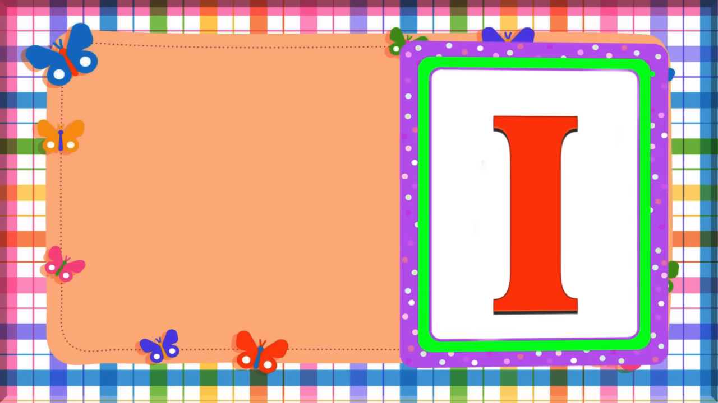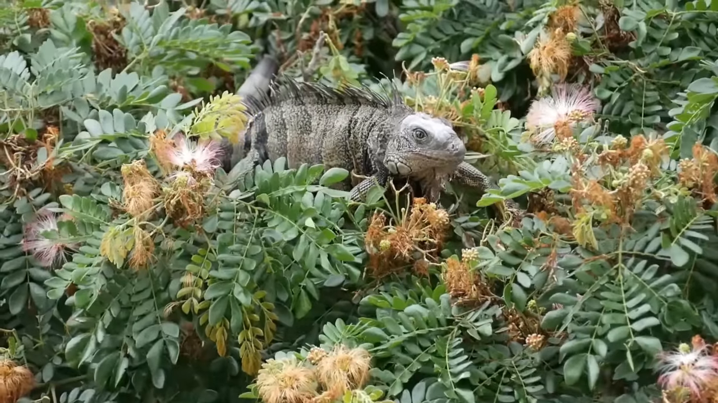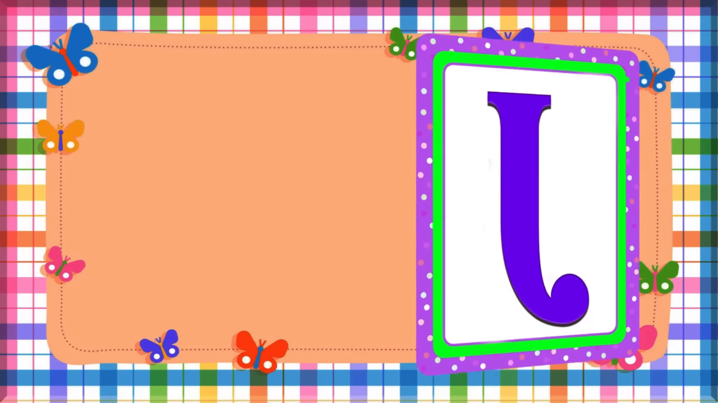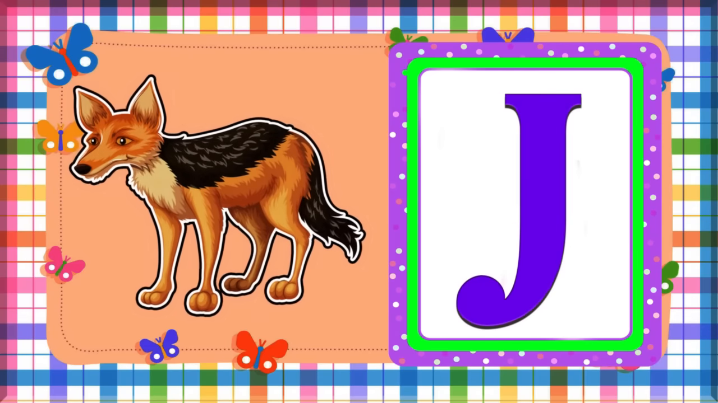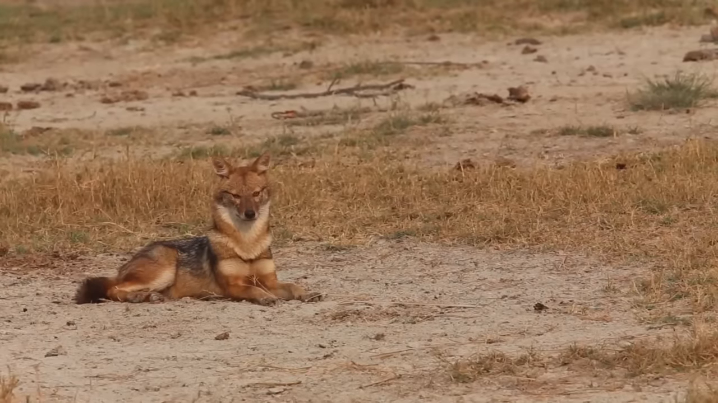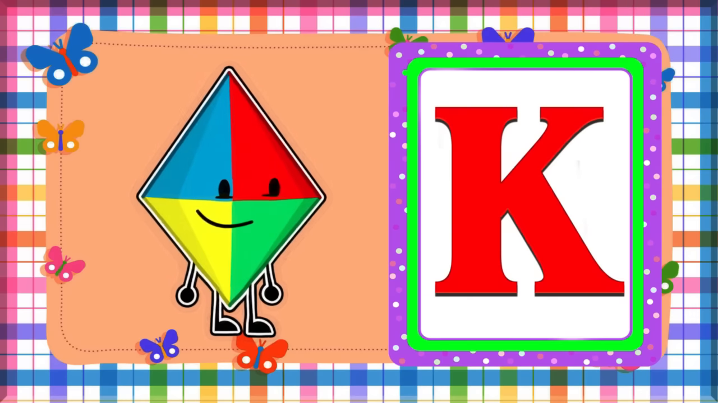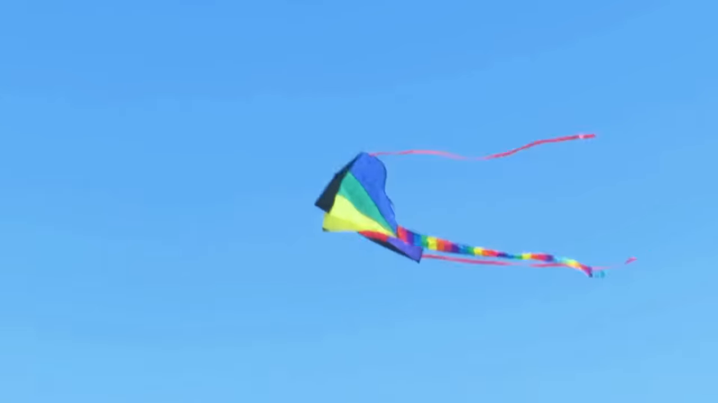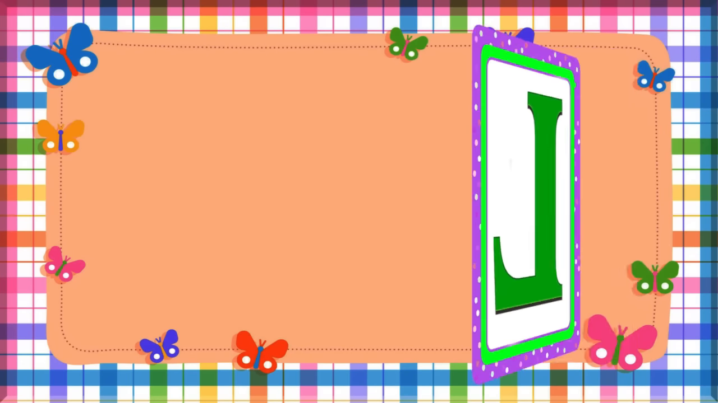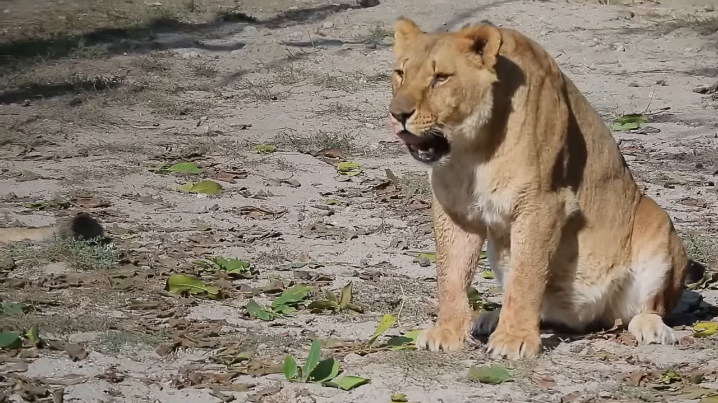I. I is for iguana. Iguana. J. J is for jackal. Jackal. K. K is for kite. Kite. L. L is for lion. Lion.